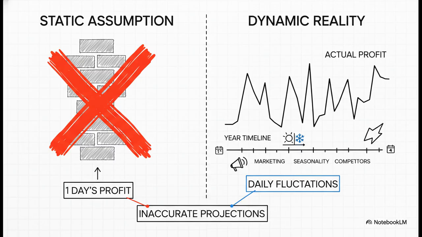Assuming that a single snapshot from one day represents the entire year's journey, it's like assuming the speed you were going at one moment on the highway was your speed for the whole trip. It will give you a dangerously inaccurate picture of your company's financial health.